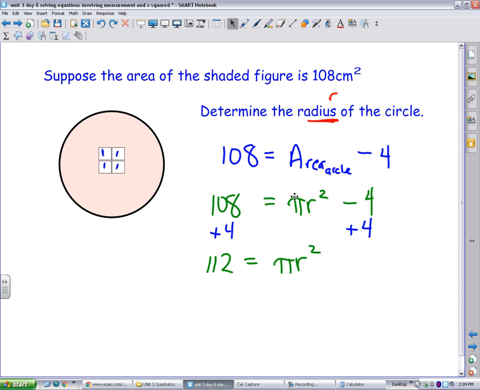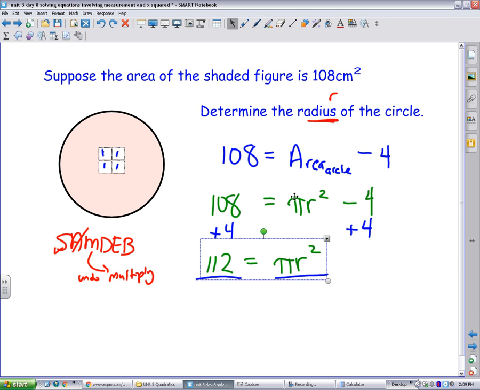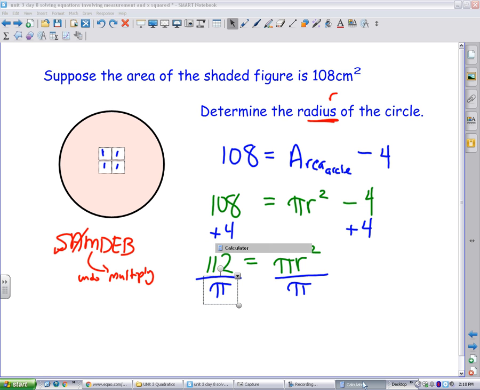Okay, and again, thinking about undoing operations, we're working backwards here from BEDMAS, or SAMDEB. I undid my subtraction. I do not have any addition. I do have multiplication, so my next step is to undo multiply, and of course I can do that by division. I have r squared multiplied by pi, so I'm going to divide by pi. Divide by pi, do the same thing on this side. I don't know what it is, but this 112 is a number, and pi is also a number for my calculator, so I'll just calculate that right now.